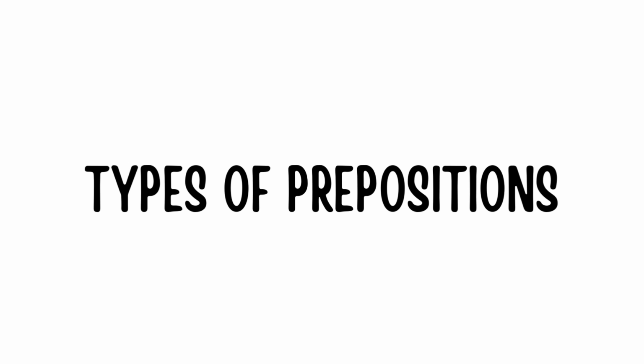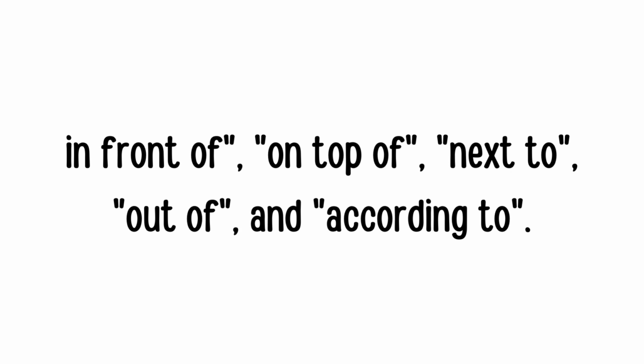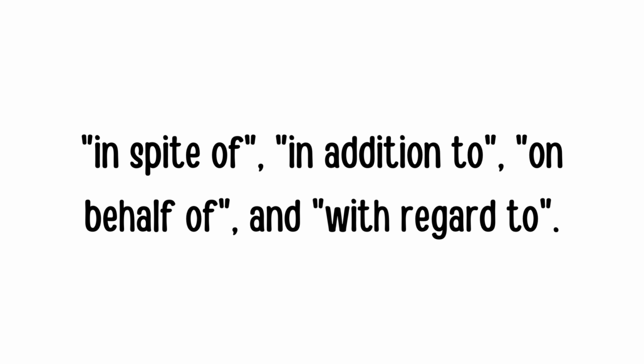Let's go on to the types of prepositions. Prepositions can be divided into three main categories. Simple prepositions, such as in, on, at, to, with, by, from, for, of, and about. Compound prepositions, such as in front of, on top of, next to, out of, and according to. Phrasal prepositions, such as in spite of, in addition to, on behalf of, and with regard to.